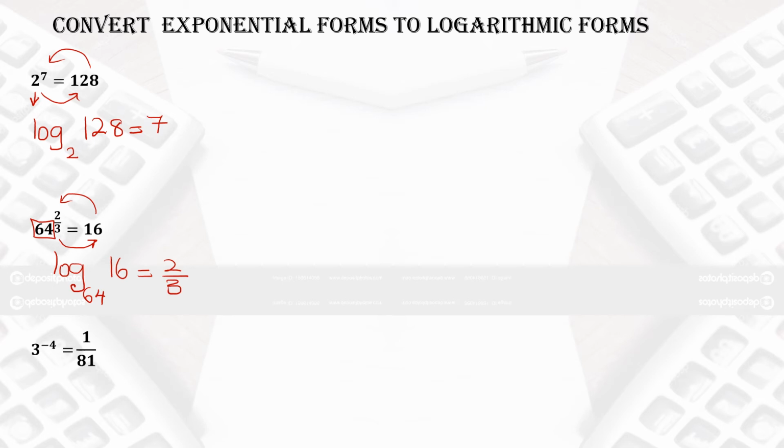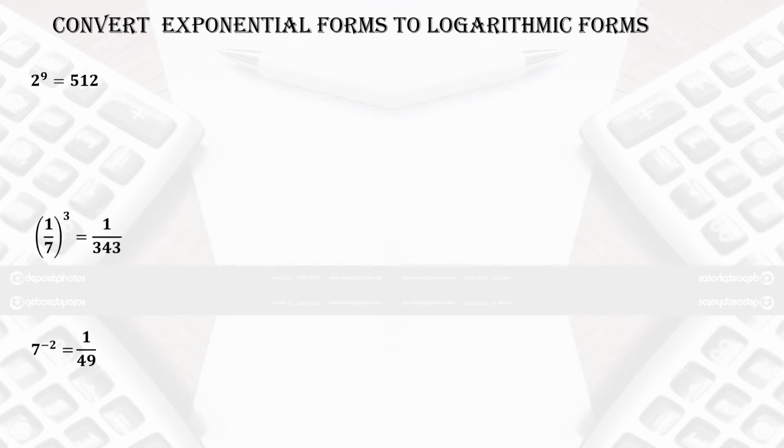Now let's take another example. Here you have log base 3 of 1 over 81 equals negative 4. So here what will you write? You will write log. What is the base? The base is 2. So you always start with the base. Then 2 of 512. Rotate your hand in anti-clockwise direction.